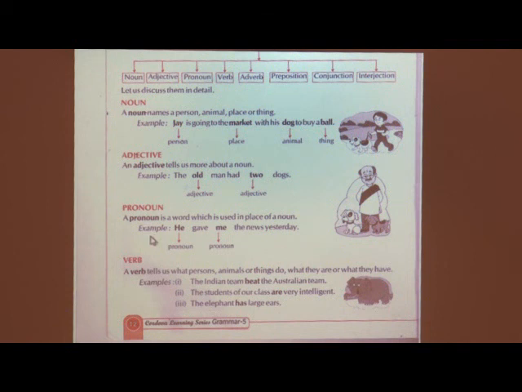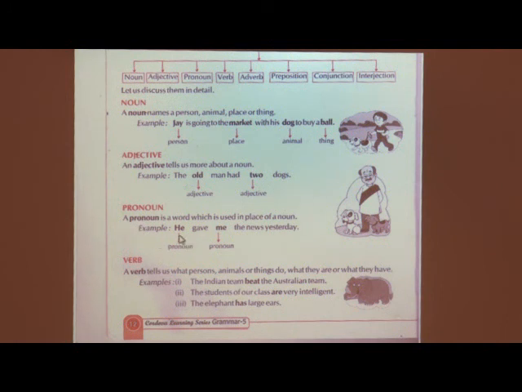They have given one example: "He gave me the news yesterday." Now, instead of "he", suppose I want to use another word, Rohit. Suppose I write, "Rohit gave me the news yesterday and Rohit was not well." I am not going to use the word Rohit again in the second sentence. I am going to use the word "he", because he is a boy. And these words which we use instead of a noun are called pronouns.